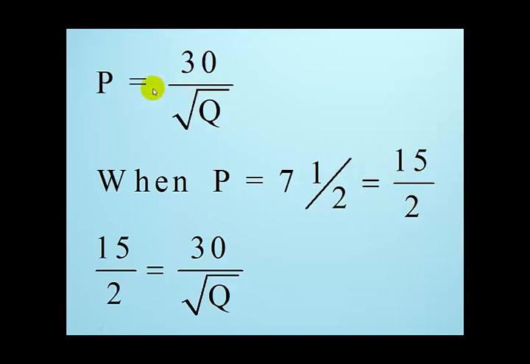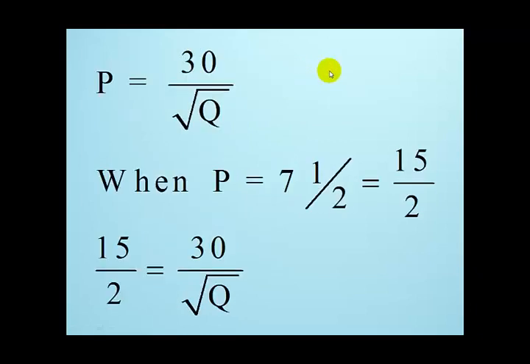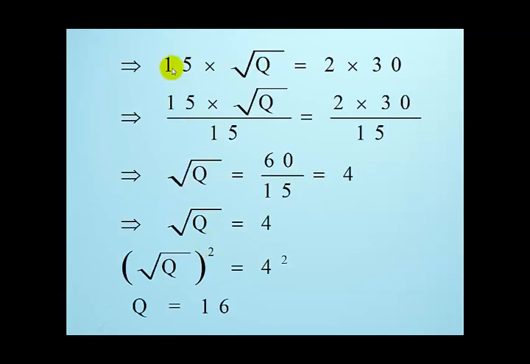So by substitution, we have 15 over 2 on the left hand side because P is now 15 over 2. So we have 15 over 2 is equal to 30 over the root of Q. To solve for Q, we have to cross multiply. So by cross multiplication, we have 15 times the root of Q is equal to 2 times 30. That is, 15 will multiply the root of Q, and 2 will also multiply 30.